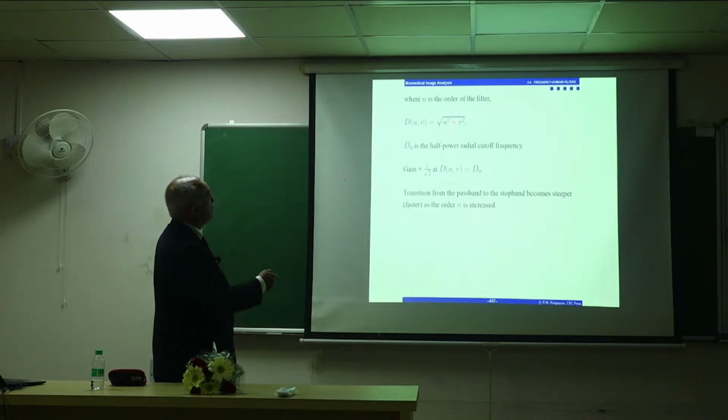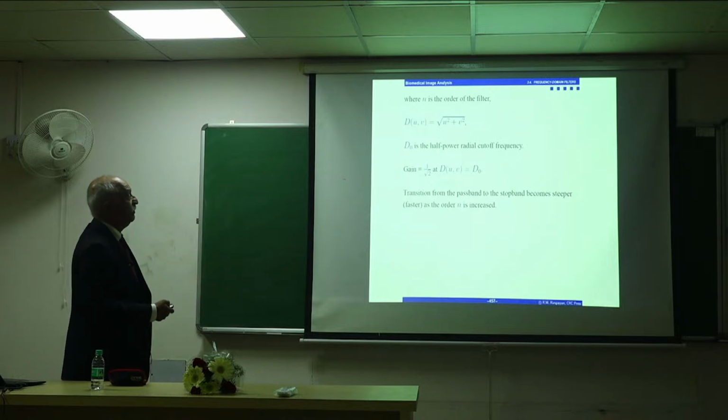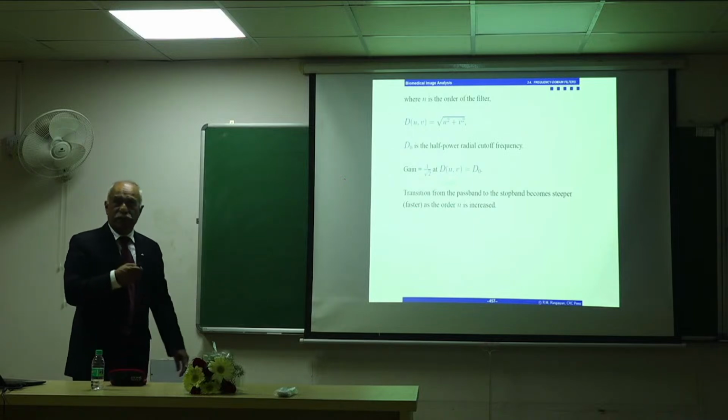So D(u,v) is square root of u squared plus v squared. D naught is the half power cutoff frequency. The gain is equal to 1 over root 2 at the cutoff frequency. Or the power is 1 over 2.